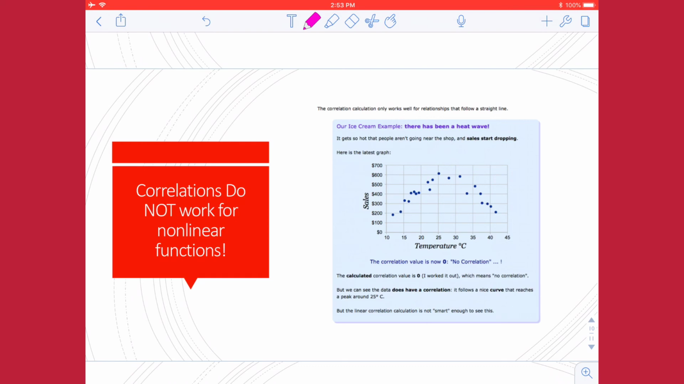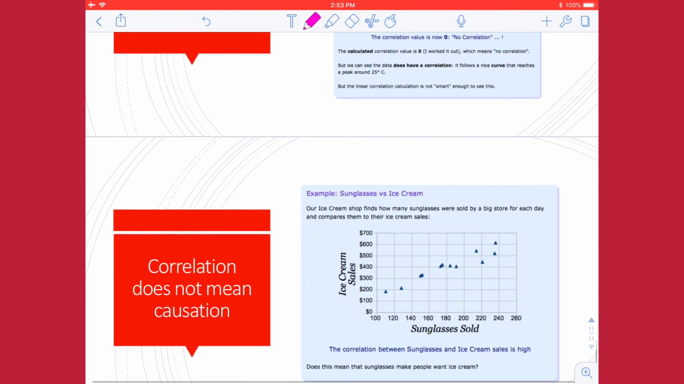But as you can see in this particular example, the correlation value is now 0. There's no correlation, and we can't put a nice linear equation to this function any longer. So just important to keep in mind that you can only be working with a linear function.